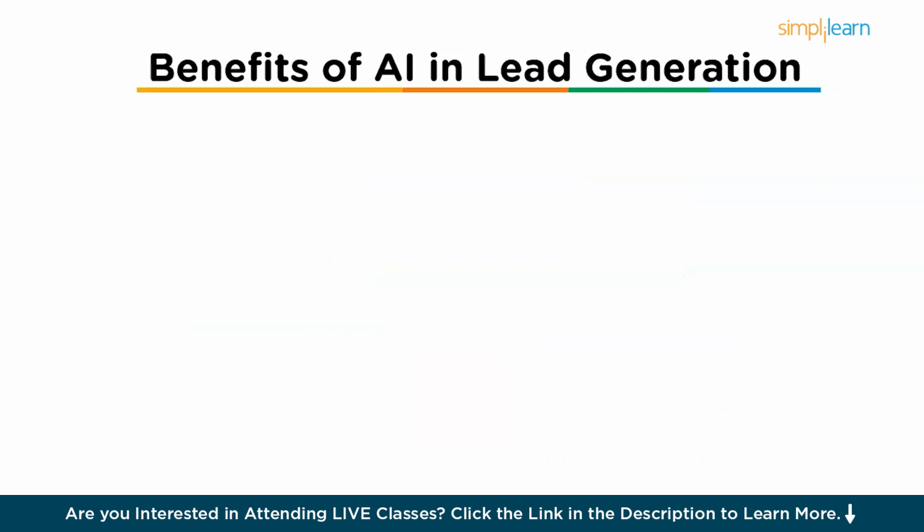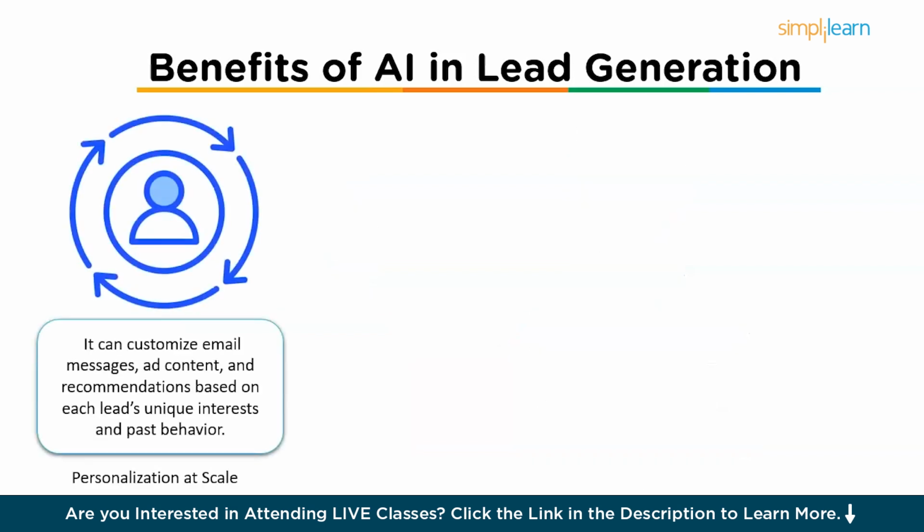Now moving on to the third one, we have personalization at scale. AI helps you personalize your outreach at a scale that was impossible before. It can customize emails, content, and recommendations based on each lead's unique interest and past behavior. For example, if a lead visited your pricing page but didn't fill out a form, AI can trigger a follow-up email specifically addressing the pricing questions.